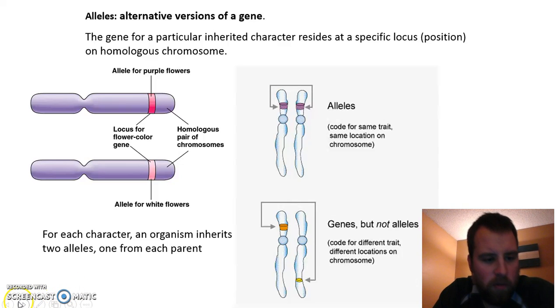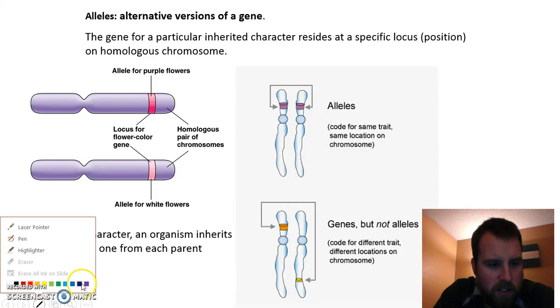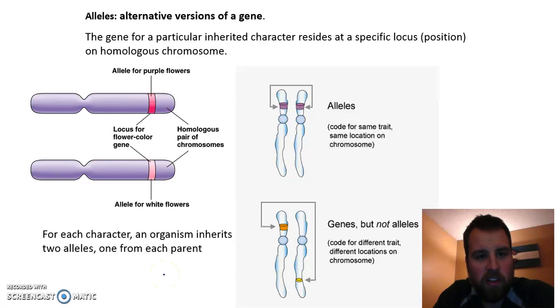Hey guys, today we're going to look at Punnett squares and how we fill them out and what that means for your genes and how you can use it to predict what your kids might look like. So let's first start with a little vocab.